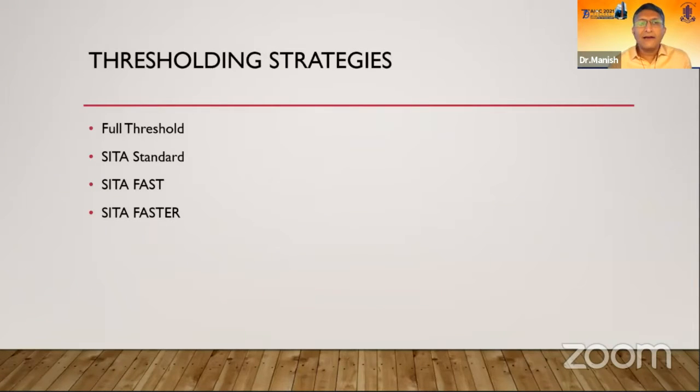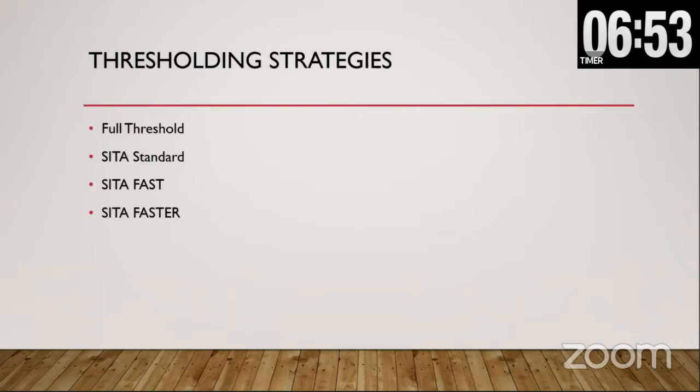So basically, you have the strategies, which are two types. You have the standard threshold strategies, and you have the SITA strategies. The full threshold was the original strategy with which the perimeter first came, and that is a very tedious test in which each and every point is tested right from the lowest threshold, and it is crossed twice, and it is very extensive.